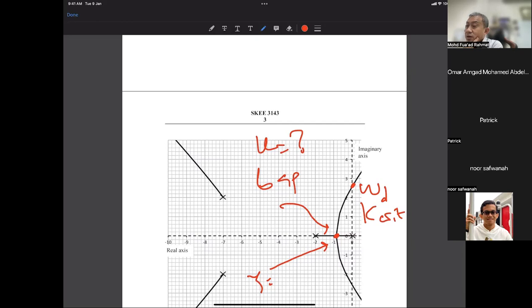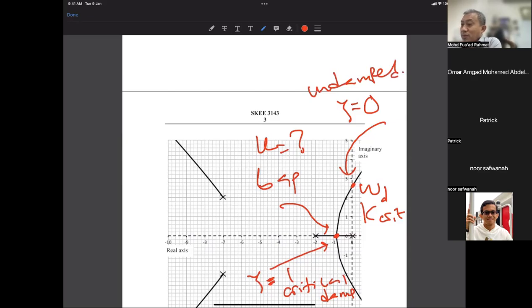What is the value of zeta at the breakaway point? 1. Hmm? 1, yes. Critically damped. And Safwana, what is the zeta value over there? Zeta 0, which is undamped.